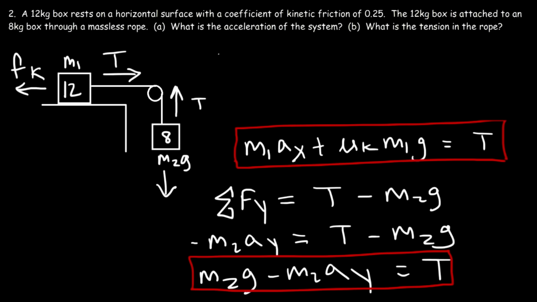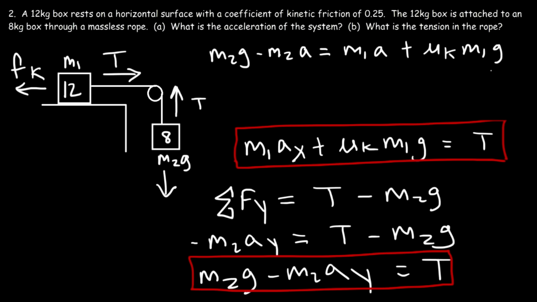So we're going to say that m2g minus m2, I'm going to call this just a instead of ay, and that's equal to m1, let's call that a as well, plus mu k m1g. So every term that has an a in it, we want to put it on one side of the equation. So I'm going to take this term, move it to the right. And any other term that doesn't have an acceleration value, like this one, move it to the other side.